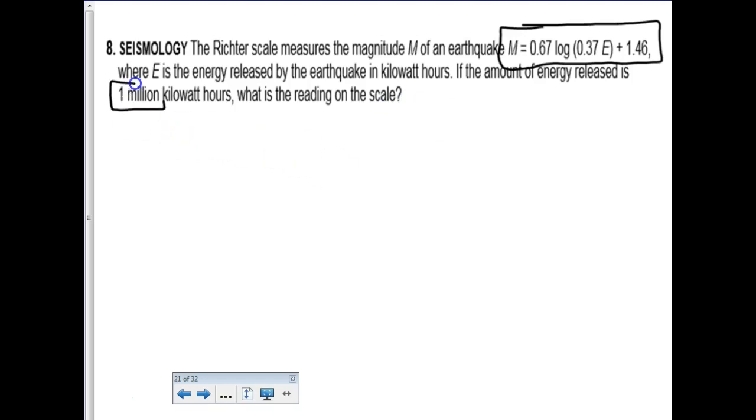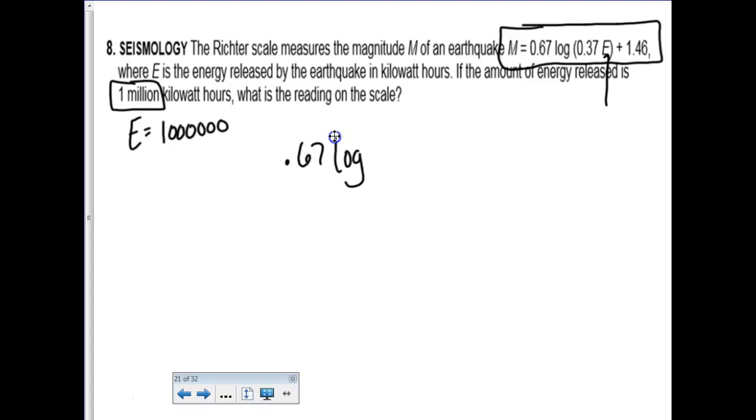Now, be careful, this time the million is actually part of the number. It's not part of the variable labeling anywhere in here. So E is 1,000,000 kilowatt hours, so you're going to need to plug in 1,000,000 right there. So, on your calculator, 0.67, and what kind of log is this?